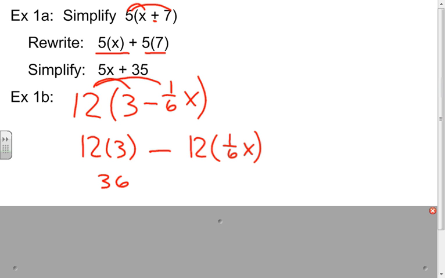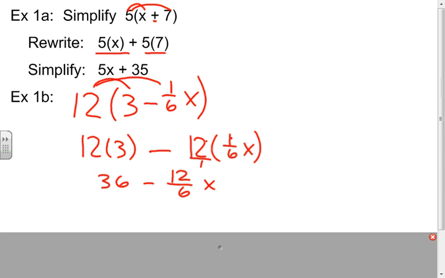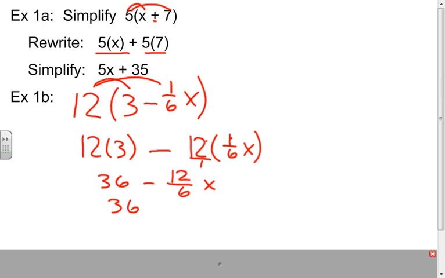12 times 1/6. Remember, multiply straight across the top and straight across the bottom. 12 is really 12 over 1. So I do 12 times 1, and I get 12. 1 times 6, and I get 6. And then the x stays where it is. And I can simplify that fraction. 12 divided by 6 is 2. Okay? That'll be our answer for that one.